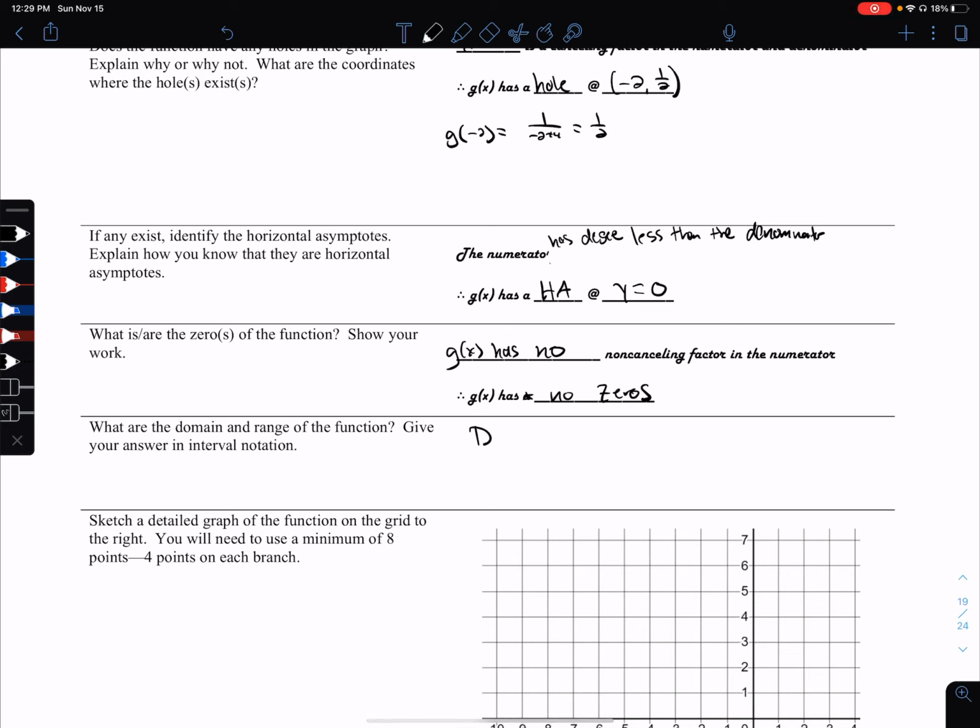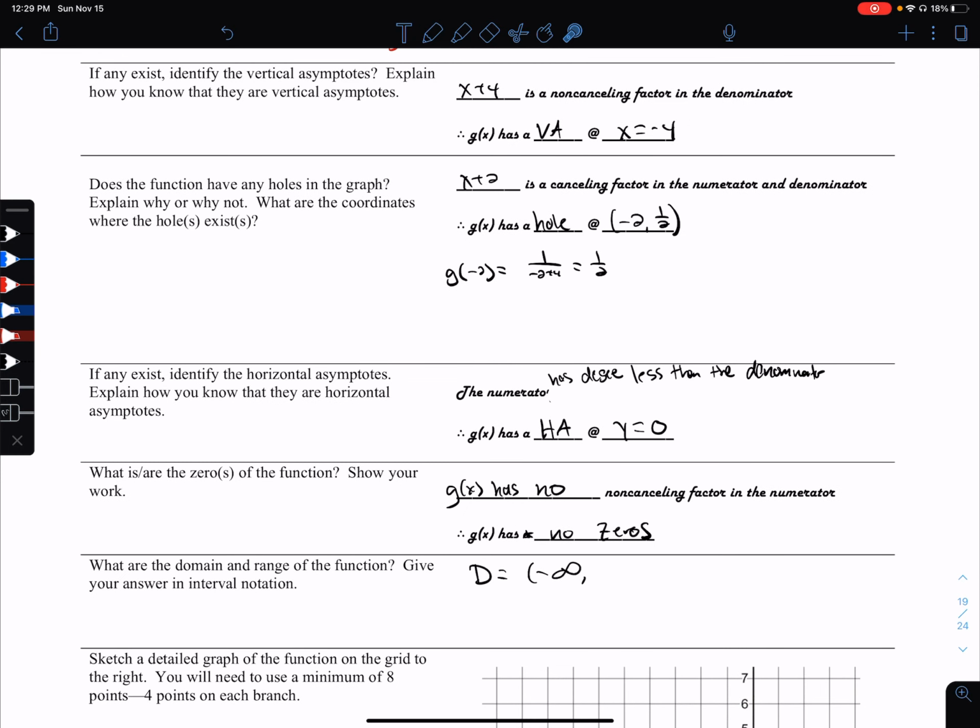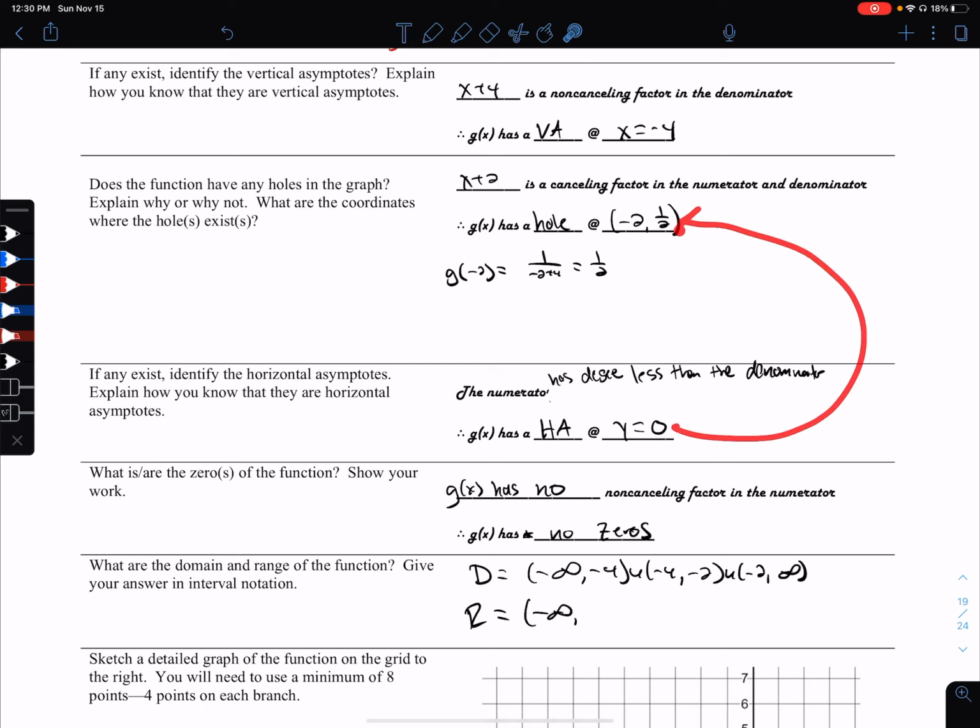Well, the domain is everything from -infinity to infinity, but you strip away any x values that are excluded. We have excluded x values of -4 and -2. So we're going -infinity to -4, skip over -4, go to -2, skip over -2 and go to infinity. What's the range? The range is going to go from -infinity to infinity, skip over the y value of any horizontal asymptote or hole. We're going to skip over 0 and 1/2.